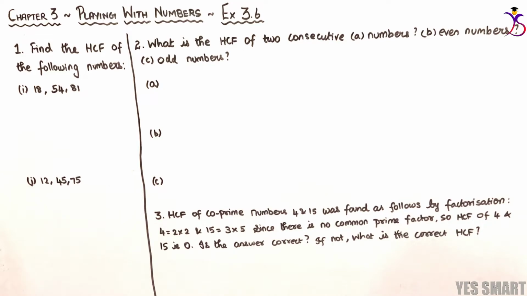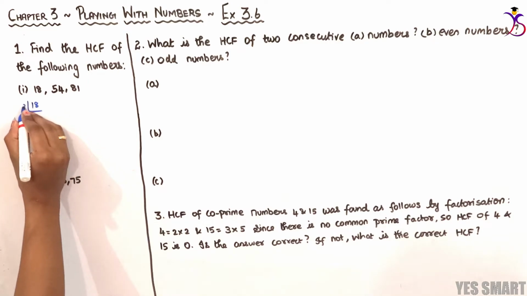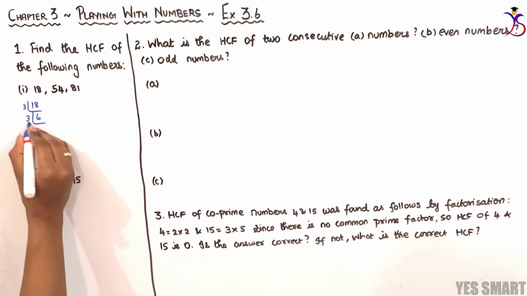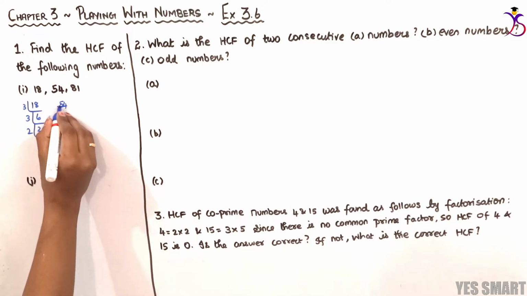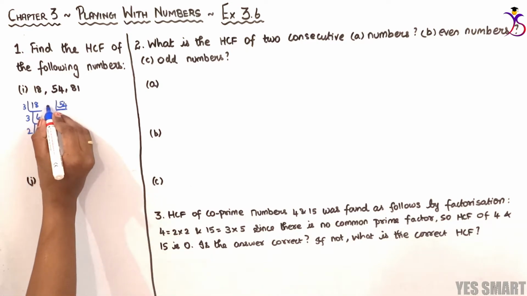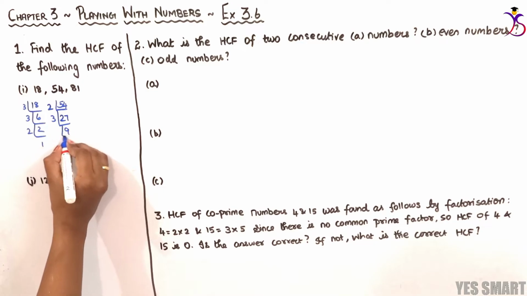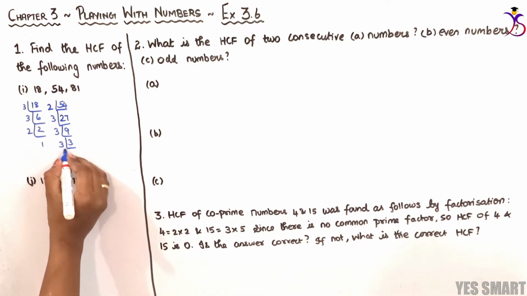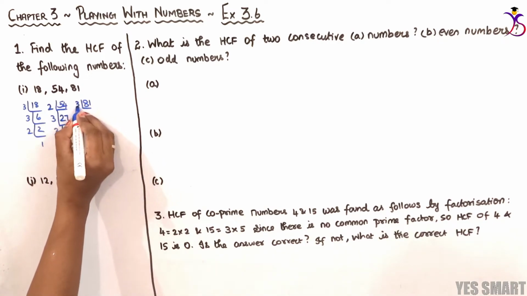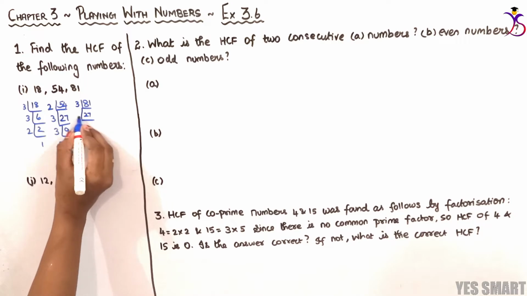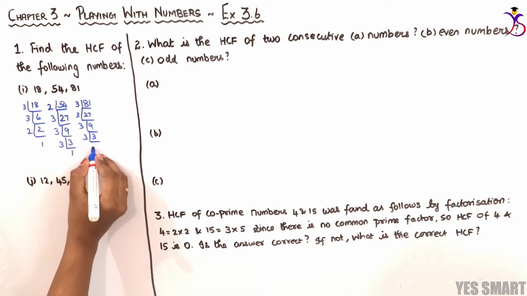Subdivision I, we have 18, 54, 81. So for 18, it is 3 6s are 18, 3 2s are 6, and 2 1s are 2. So for 54, let's go ahead with 2. 2 27s are 54, 3 9s are 27, 3 3s are 9, then 3 1s are 3. Next for 81, 3 27s are 81, 3 9s are 27, 3 3s are 9, 3 1s are 3.